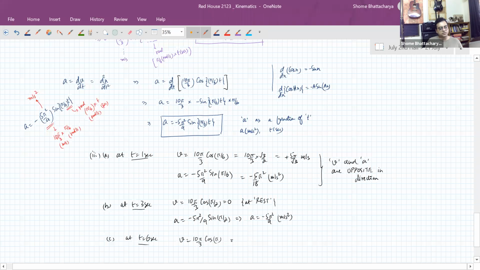Now cos pi is minus 1. So now V is becoming negative. And that's also understandable because at this moment it had come to rest at 3 seconds, but it continued to have a negative acceleration. So that means this negative acceleration would have pushed it in the negative direction now. Sine pi is 0. So acceleration is 0 at this moment.